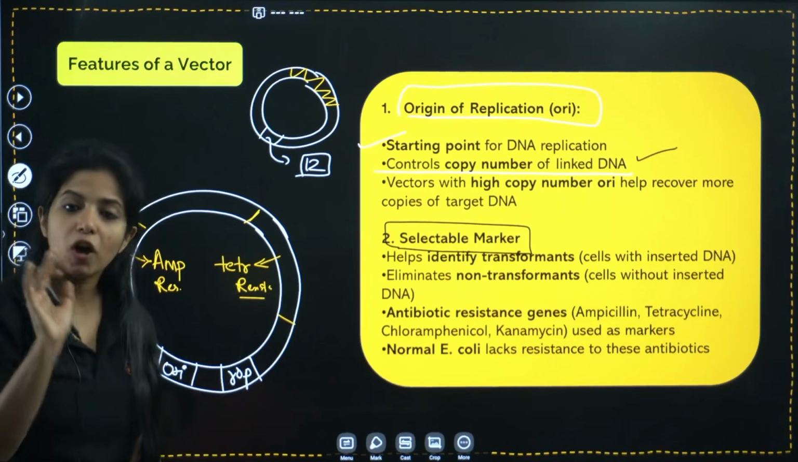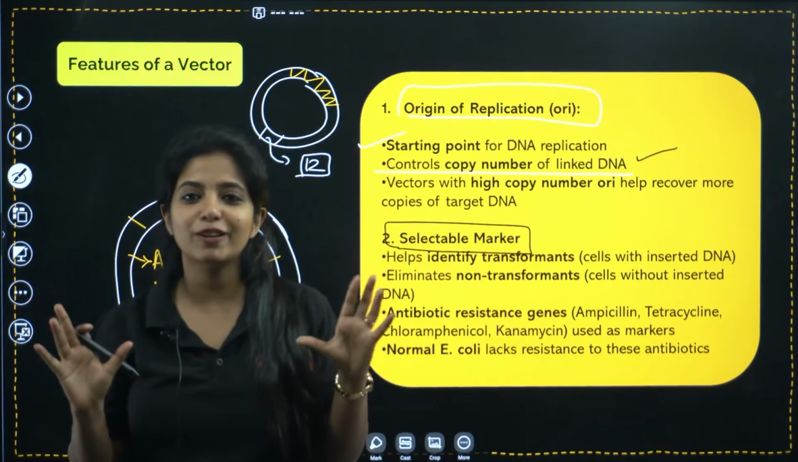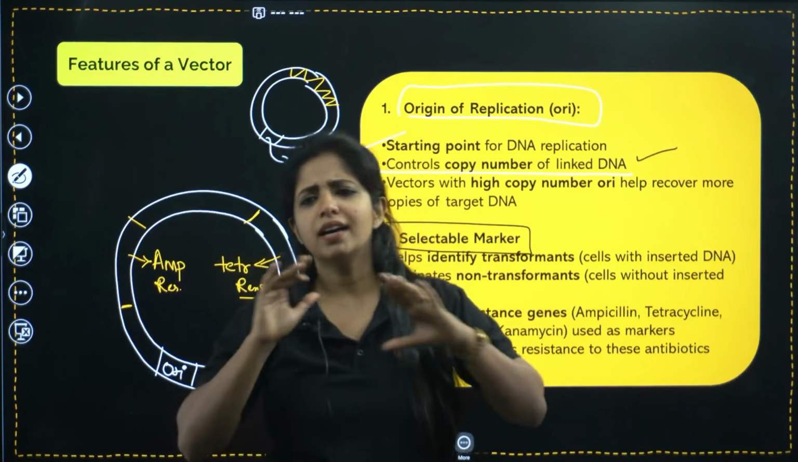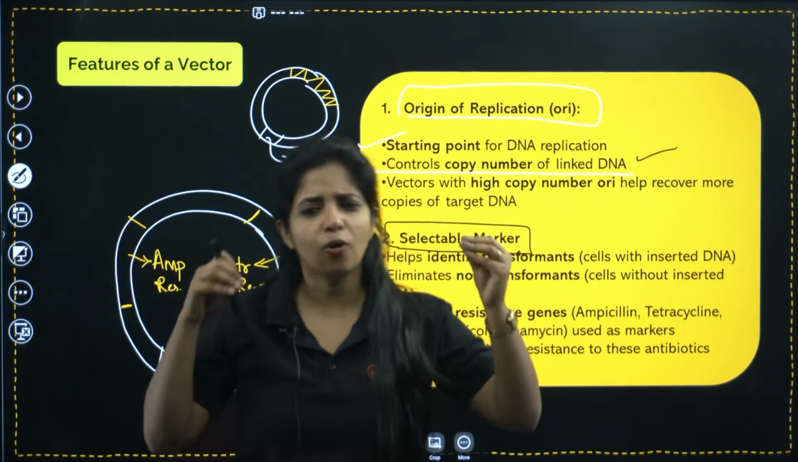Normally, a normal plasmid does not have all these genes, which is why a normal cell will not be resistant to what? Ampicillin or tetracycline.